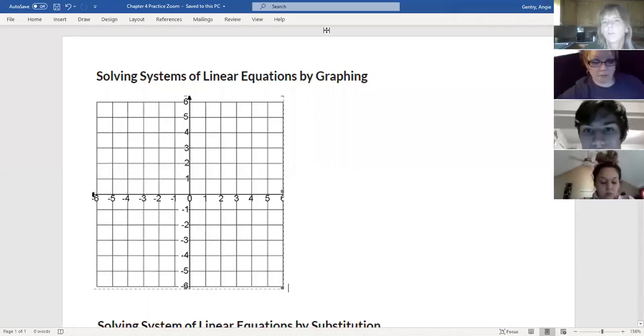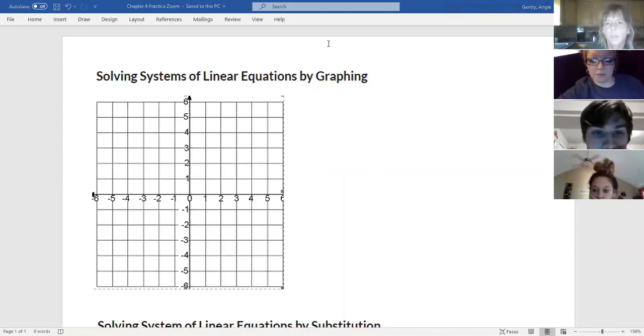So solving systems is all about finding out where two lines meet, or more than two lines. If you do it by graphing, you graph a line, you graph another line, and wherever they meet is the solution. I like to always show all the different methods, because some people are really good at one method and can't do either of the other. So we have to be able to do all the methods.